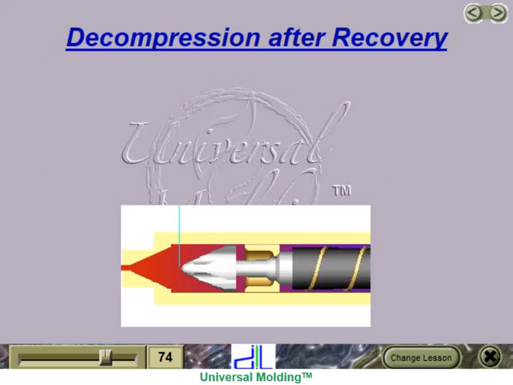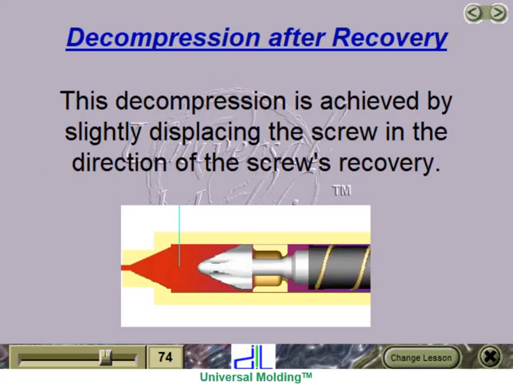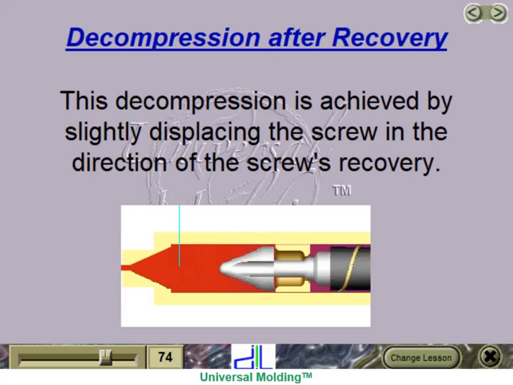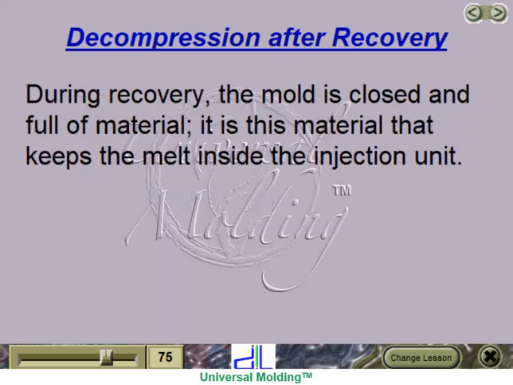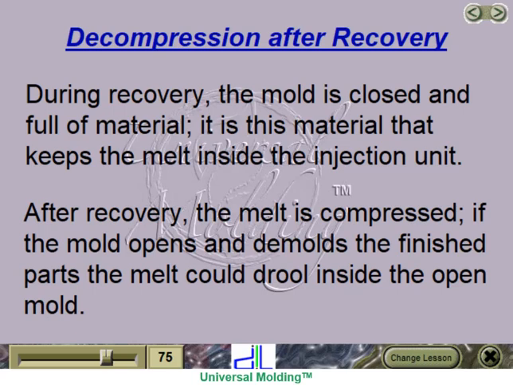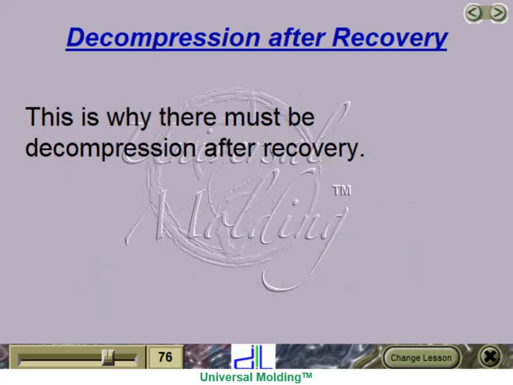Decompression after recovery. This decompression is achieved by slightly displacing the screw in the direction of the screw's recovery. During recovery, the mold is closed and full of material. It is this material that keeps the melt inside the injection unit. After recovery, the melt is compressed. If the mold opens and demolds the finished parts, the melt could drool inside the open mold. This is why there must be decompression after recovery.